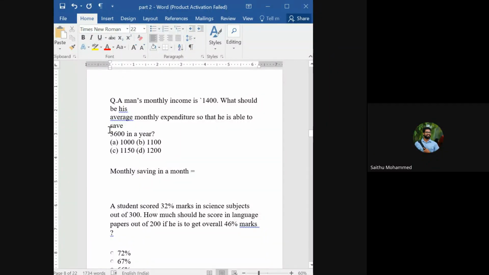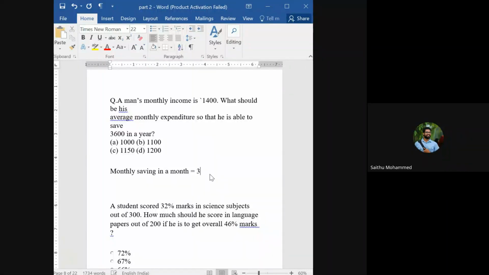You know that yearly saving is 3,000. He wants to save yearly 3,600 rupees, right? So we need to know how much money he should save in a month. As our income is given monthly, we will find out how much money he wants to save in a month.